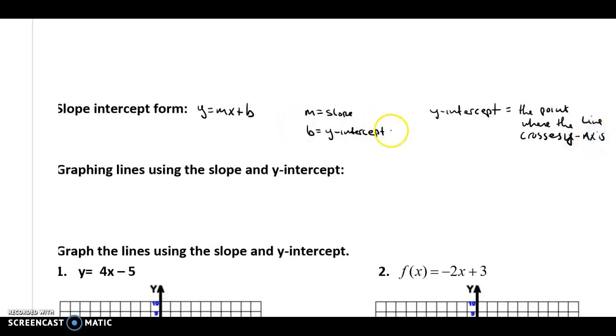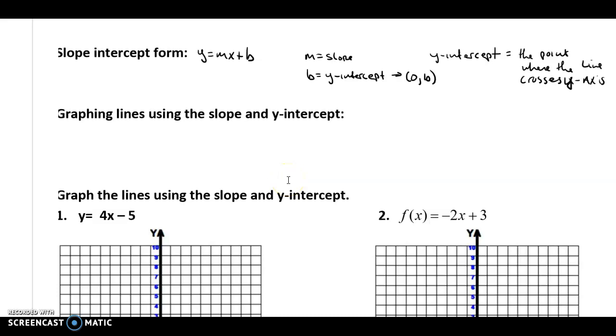So when we look at this, when you see b, the y-intercept is always the ordered pair 0, whatever b is. Once we know the slope and one point, then we can go ahead and graph the line. So what do we do here? First thing we do is we find the slope.